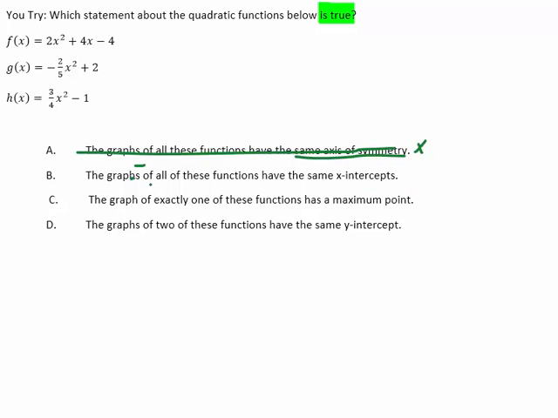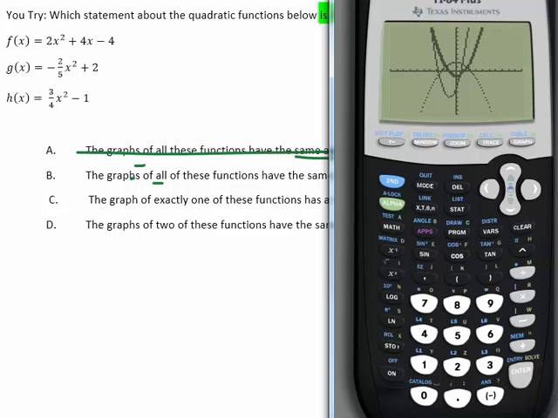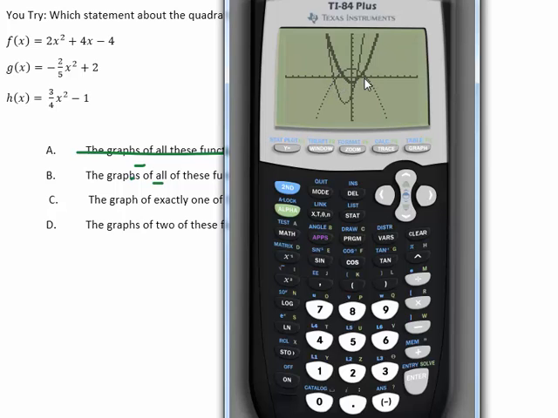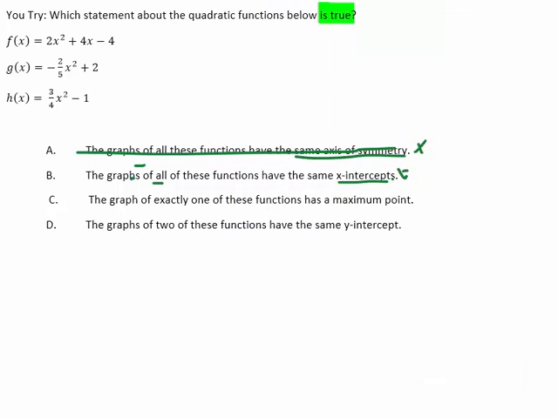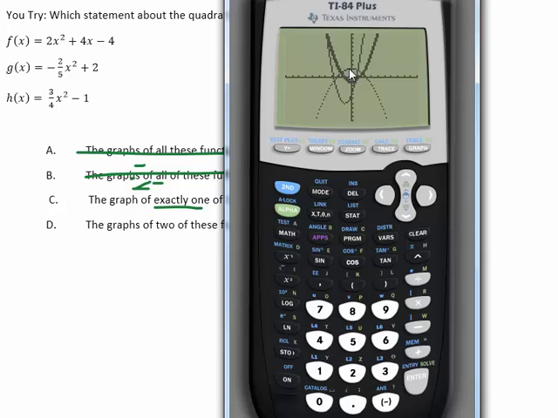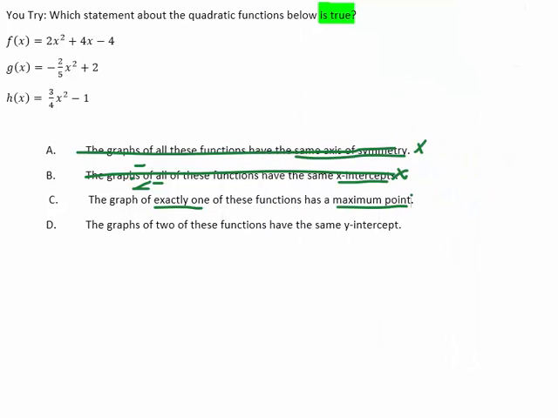B, the graphs of all of these functions have the same x-intercepts. We go to our graph, and you'll notice that not all of them cross the x-axis at the same place. Some cross over here, some right here. So no, that is also not true. The next one says exactly one of these functions has a maximum point. We go to our graph and notice that exactly one of them does have a maximum point. That dotted one has a maximum, the other two have minimums for their vertices. So that's true. It looks like that's our answer choice.